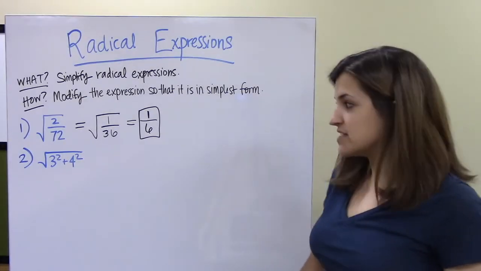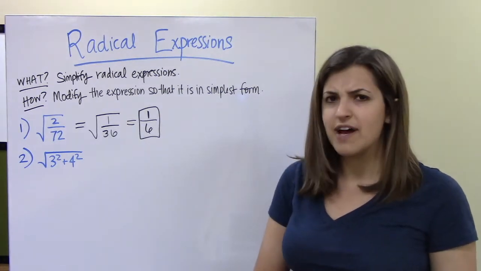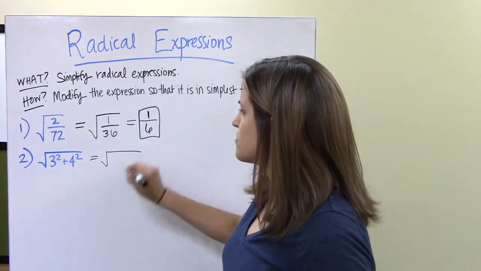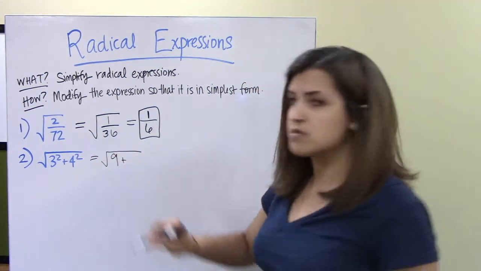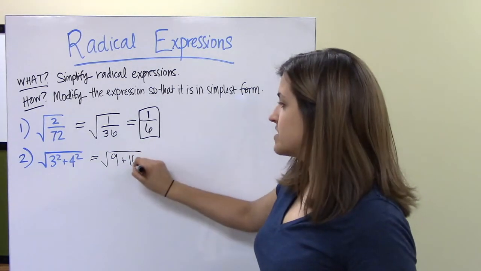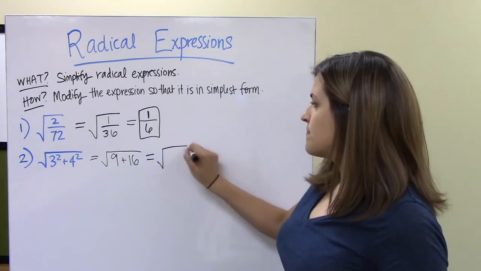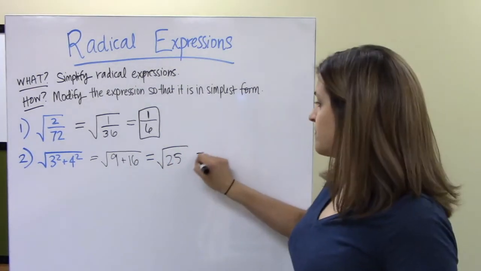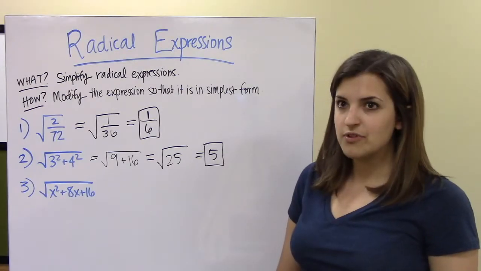All right, number 2. Number 2 says the square root of 3 squared plus 4 squared. So we could simplify that inner part first. Let's see what we get. 3 squared is 9, and 4 squared is 16, so 9 plus 16. The square root of 9 plus 16, we can add those together. That's the square root of 25. The square root of 25 is 5. So this equals 5.